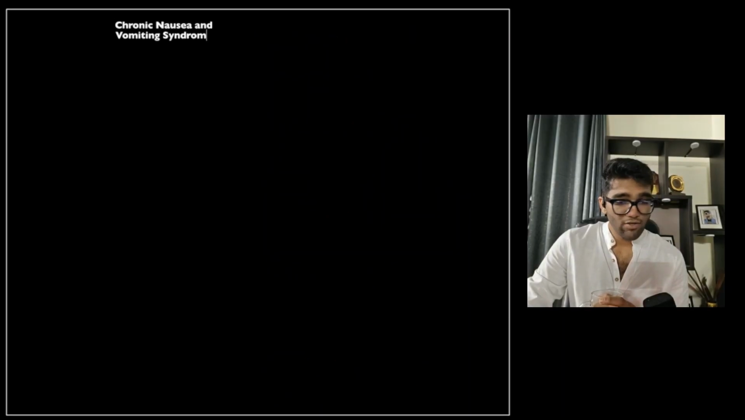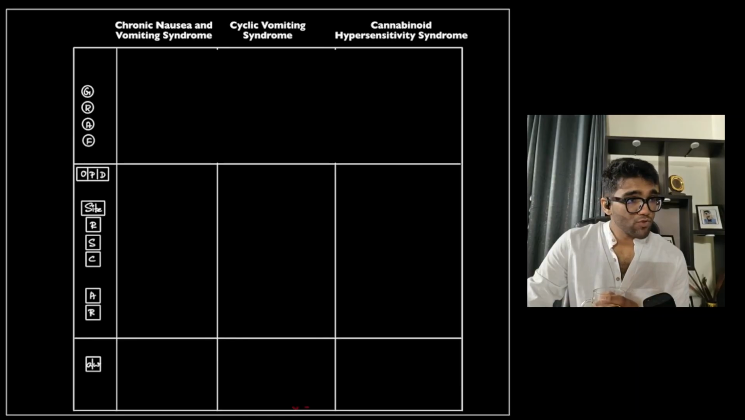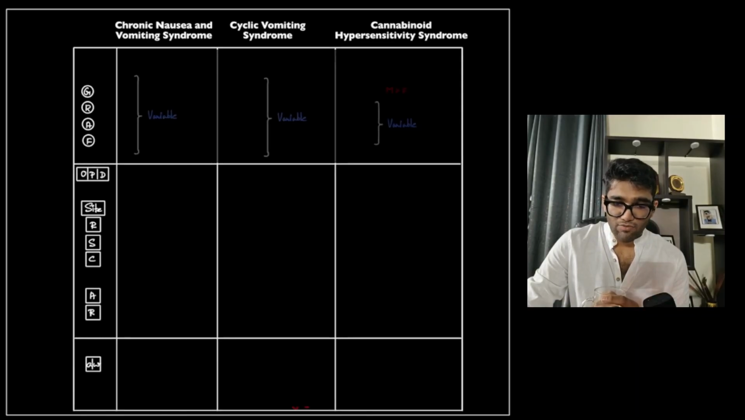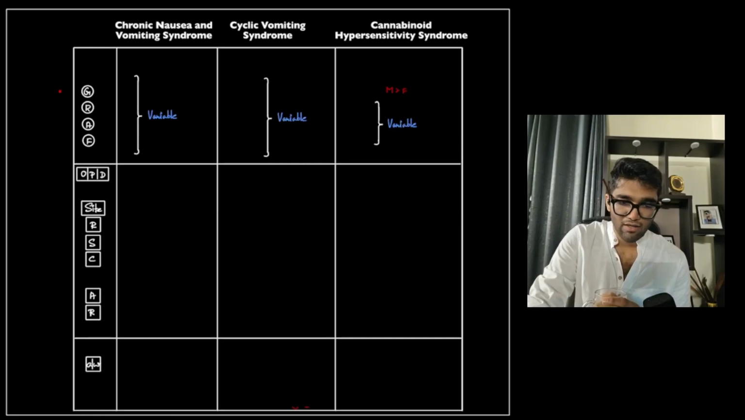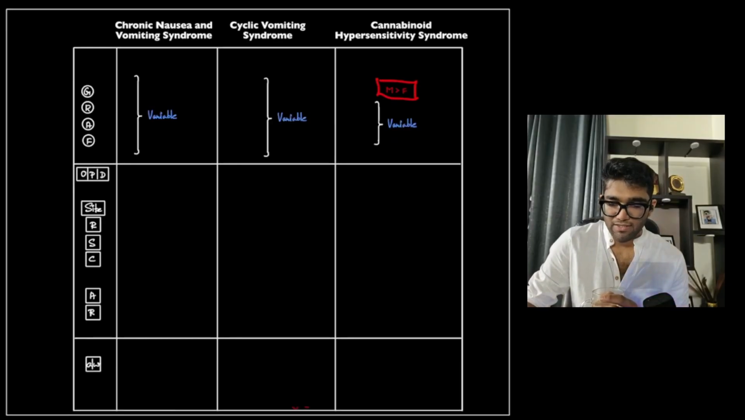So we've got chronic nausea and vomiting syndrome. We have cyclic vomiting syndrome. We have your cannabinoid hypersensitivity syndrome, and we're going to compare them. So we'll compare them clinically. So the first thing that we'll talk about is the patient profile, the gender, race, age, family history of the patient. Now, importantly, it is only significant for cannabinoid hypersensitivity syndrome, in which case males are more affected than females, possibly because of higher prevalence of cannabinoid usage.